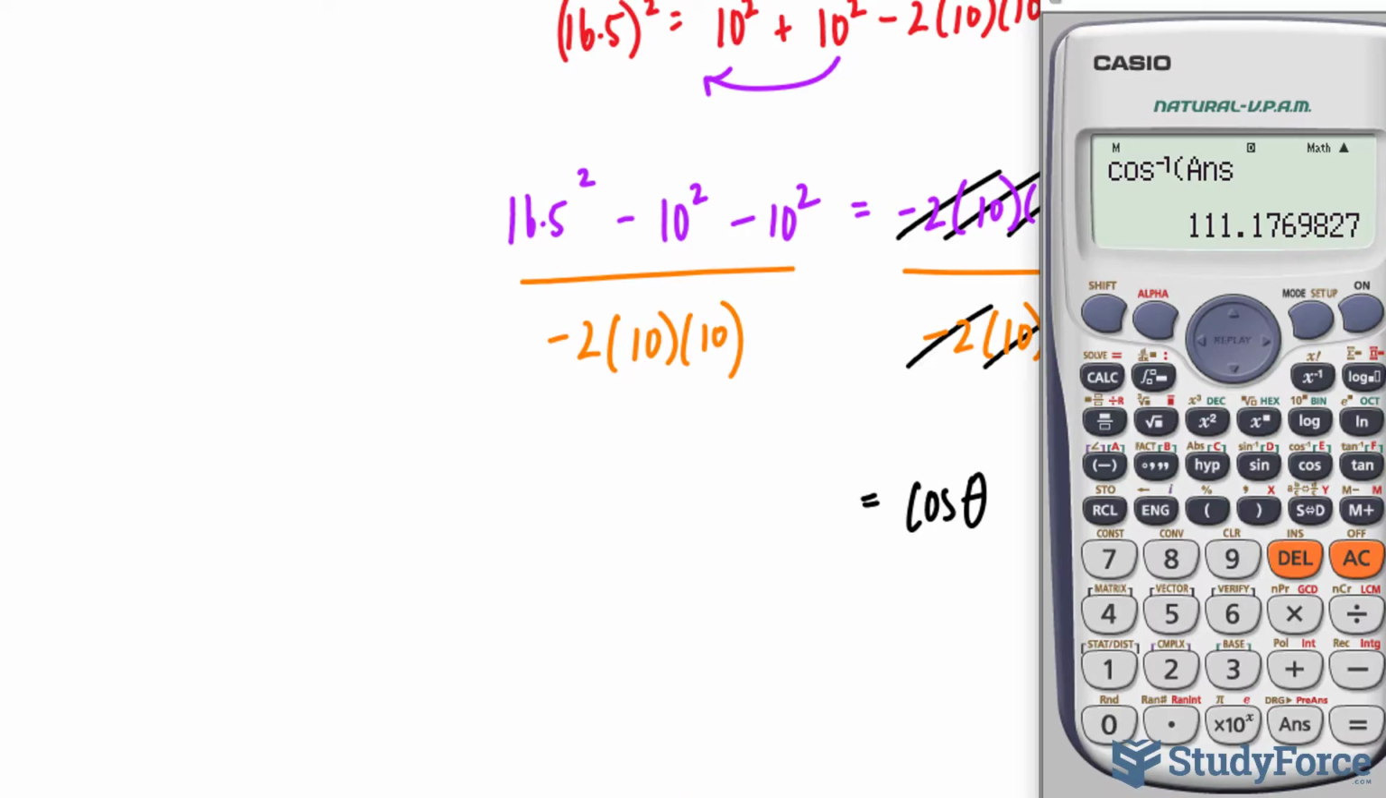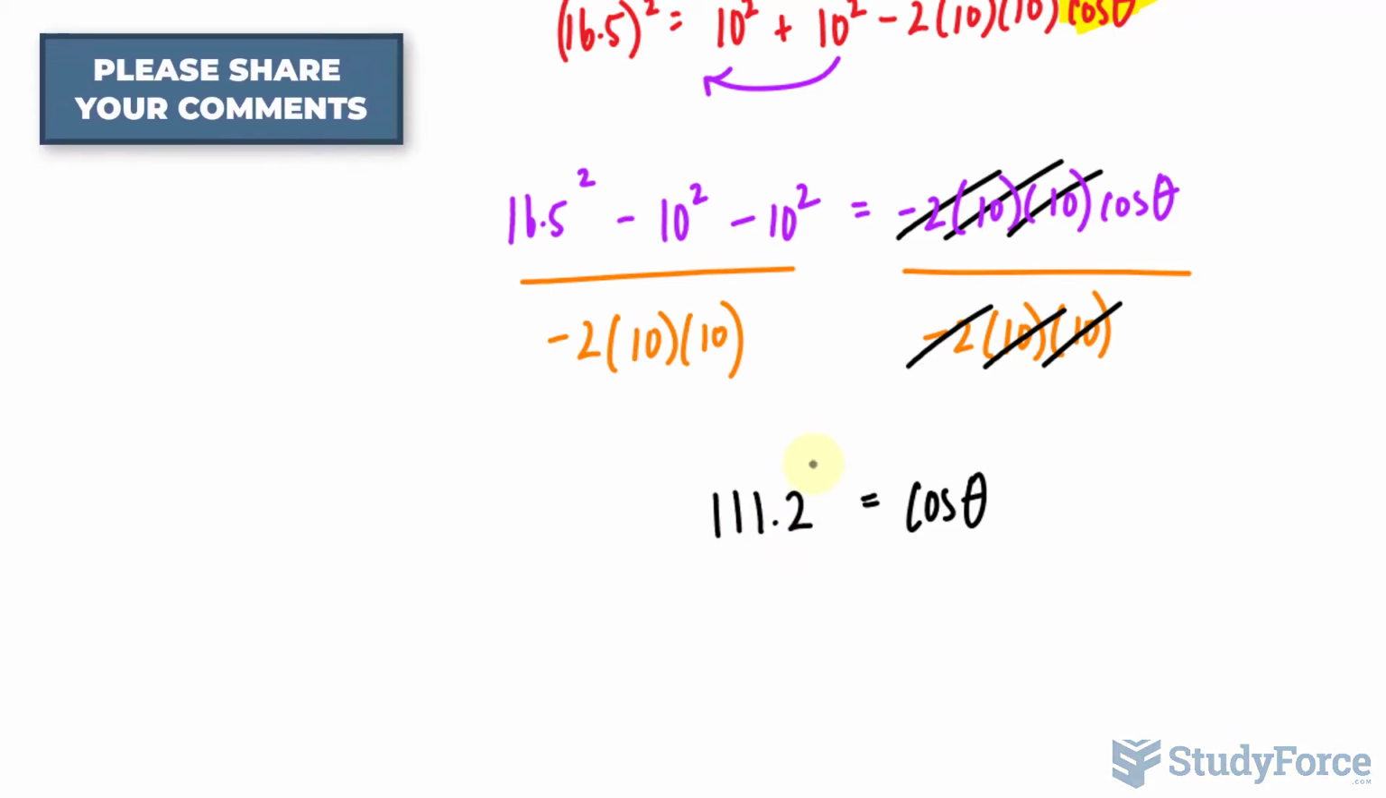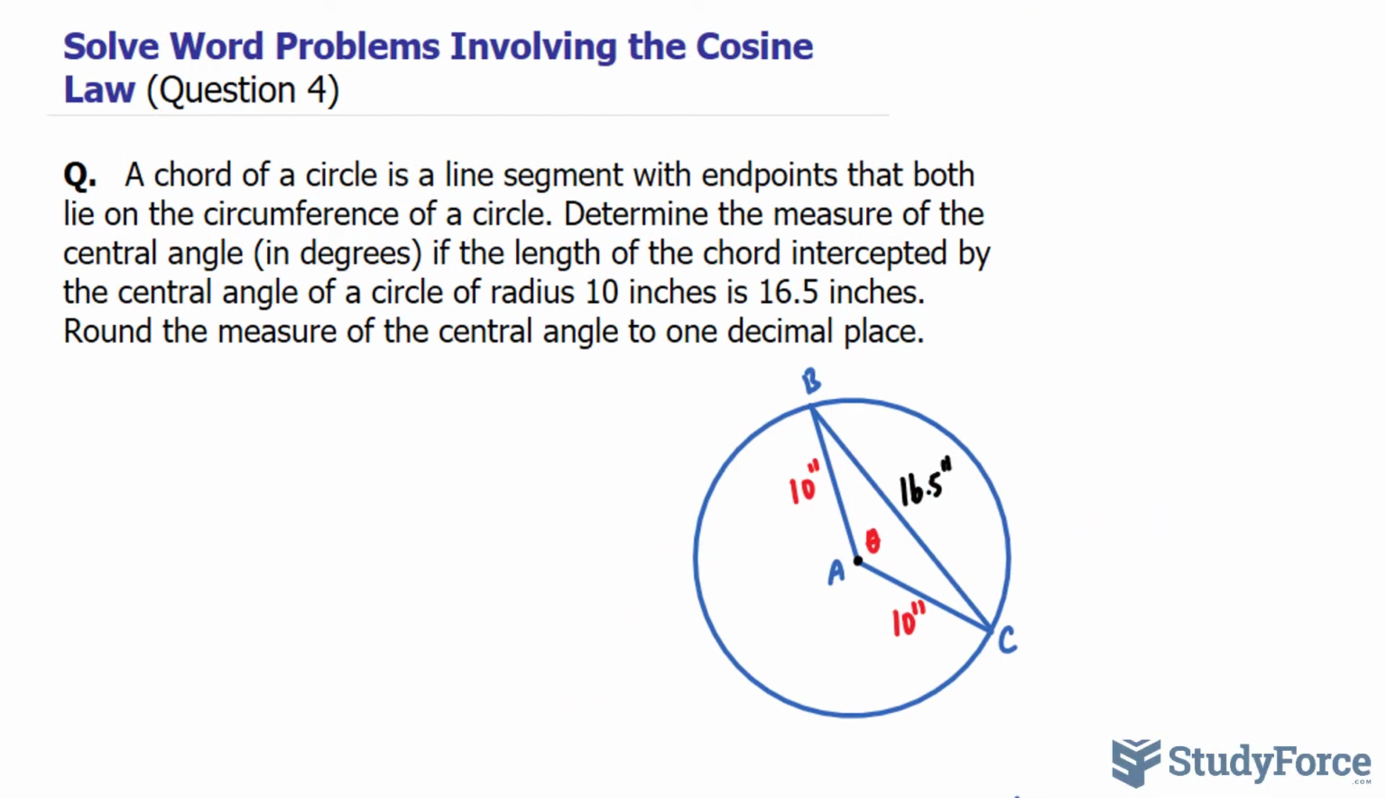So, going back here, 1 decimal place is 0.1. The number next to it is 7. It's greater than 5. So 111.2. 111.2. And that is in degrees. And there you have it. That is how to solve word problems involving the cosine law.